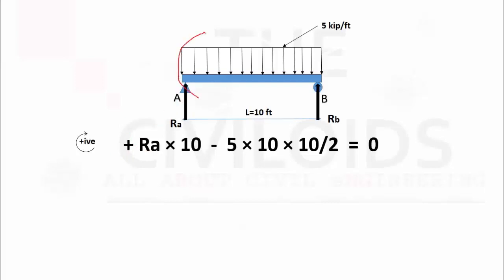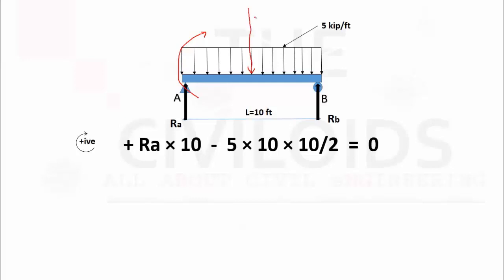The second load acting on this beam is 5 kPa, which is a distributed load. The moment of this distributed load about B can be found by multiplying the resultant, or the total magnitude of this load, with the moment arm of this load.